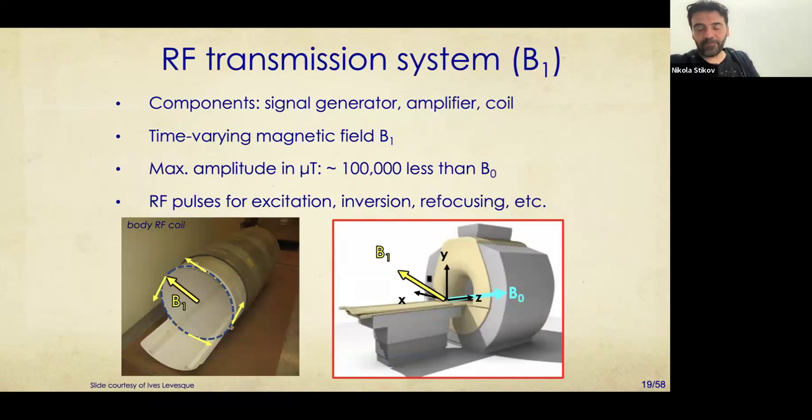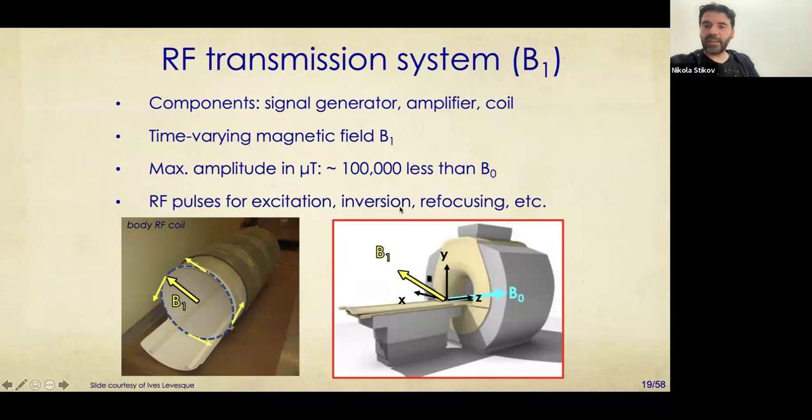Finally, there is the third system, and this one is the one that actually creates the resonance. We'll talk a little bit about that, but it's really just an antenna. And this antenna produces radio frequency fields, meaning fields in the megahertz range, usually about 60 to 120 megahertz. And the amplitude of these fields is in microtesla. So it's about 100,000 times less than the main magnetic field.